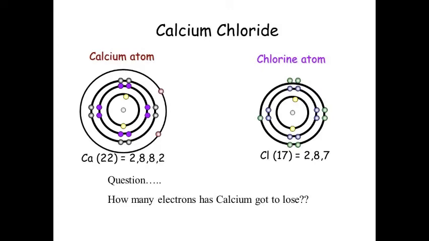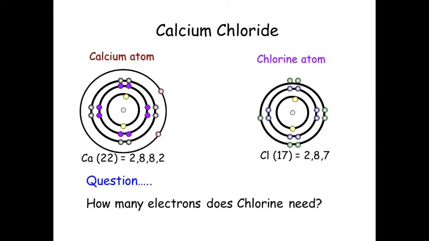Now, once we've drawn that out, we need to ask ourselves our first question: how many electrons does the calcium need to lose? And if we look at the outer shell of calcium, we can see that it needs to lose 2 electrons in order to have a full outer shell.